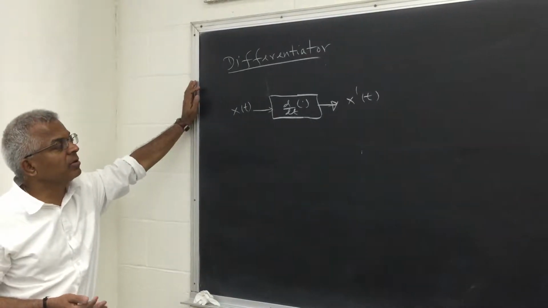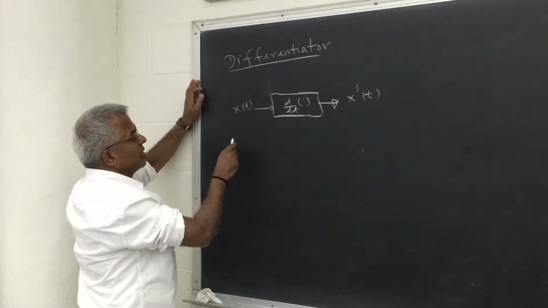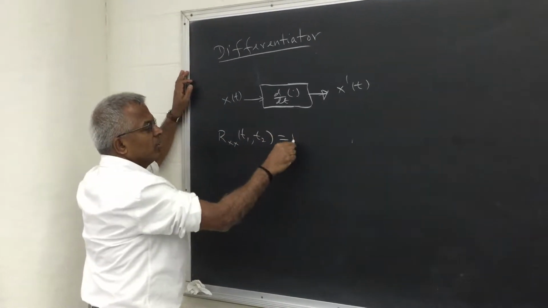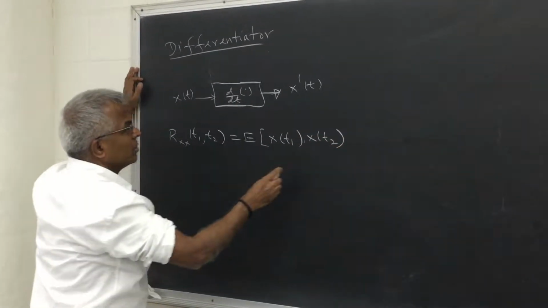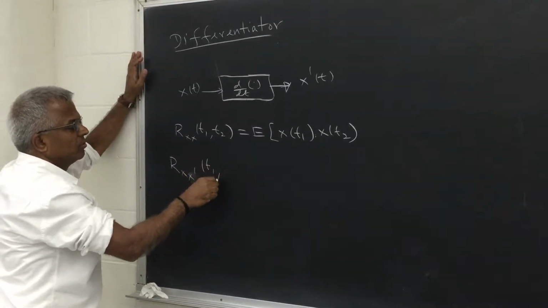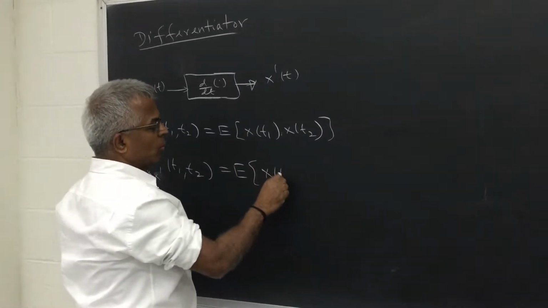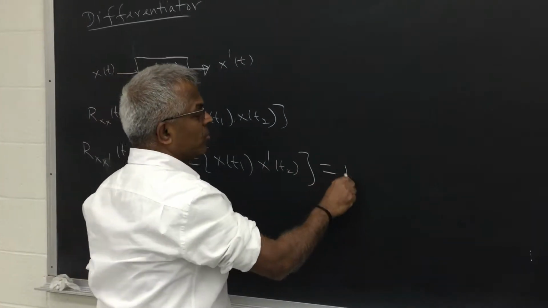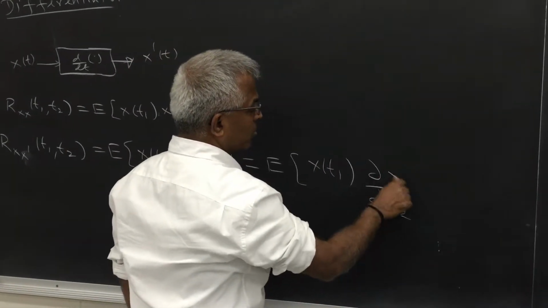Alright, so we will apply a differentiator to a stochastic process x of t. Let's say x of t has autocorrelation function R_xx(t1, t2), which is the expected value of x(t1) x(t2). If you want to find R_xx'(t1, t2), that's by definition the expected value of x(t1) and x'(t2), where x'(t2) is the derivative with respect to t2.